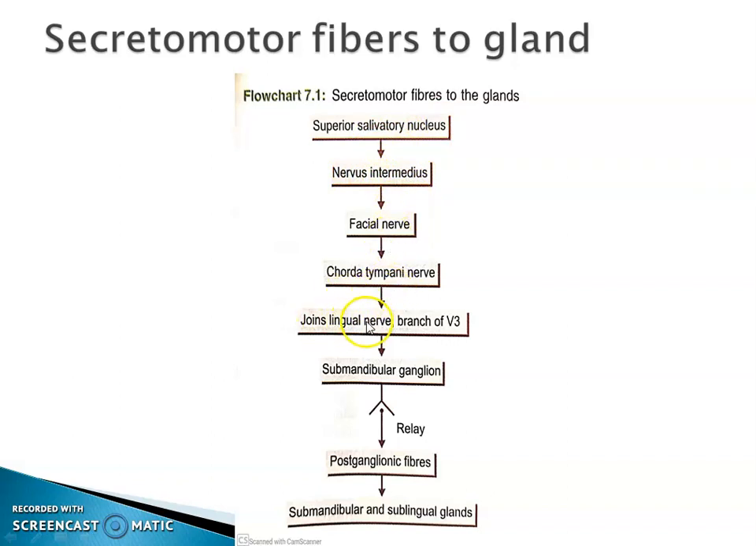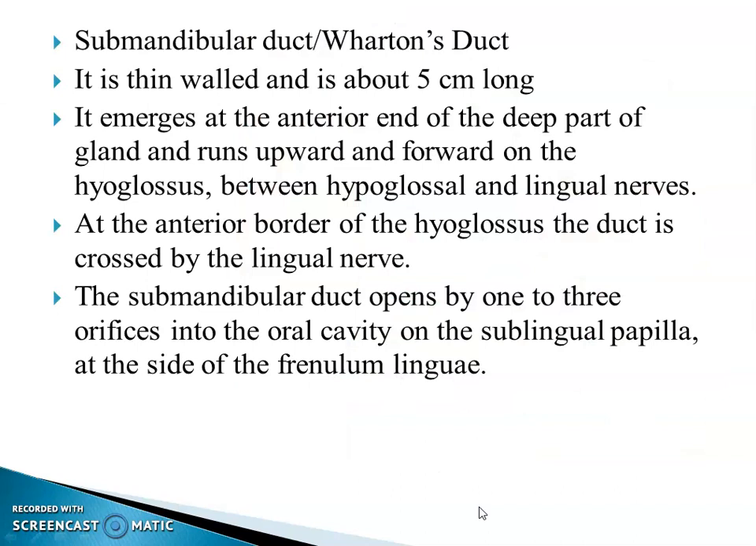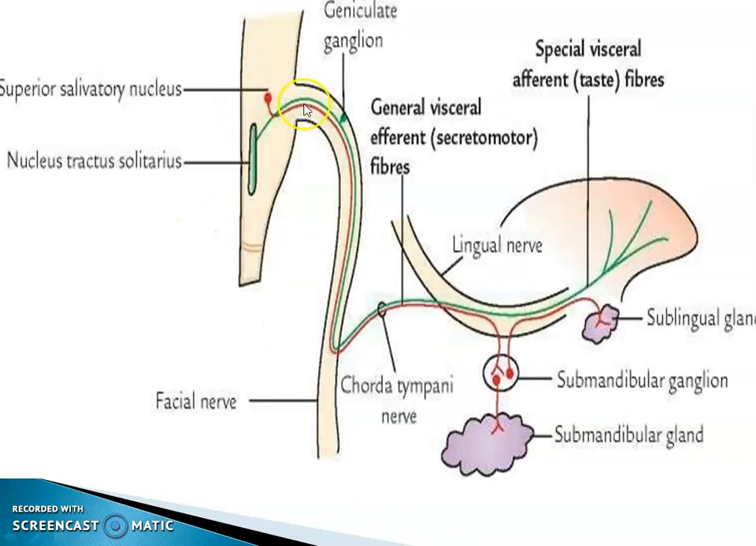This chorda tympani is joined with the lingual nerve, the branch of the mandibular nerve. Then we have the submandibular ganglion. Into the submandibular ganglion this chorda tympani relays, then the postganglionic fibers begin from the submandibular ganglion and supply the submandibular and sublingual gland like this. In this diagram also we can see the course of the secretomotor fibers as well as the taste sensation, which are carried by this chorda tympani nerve.